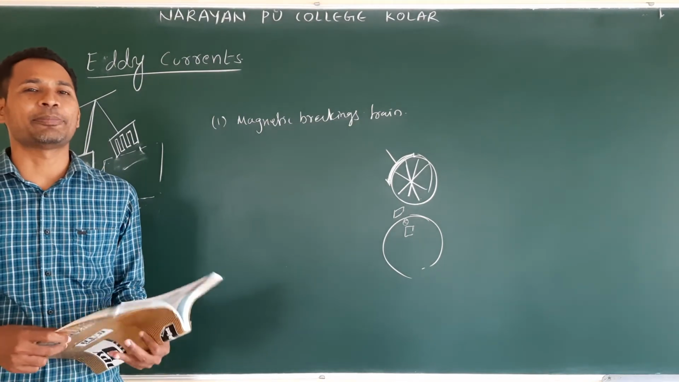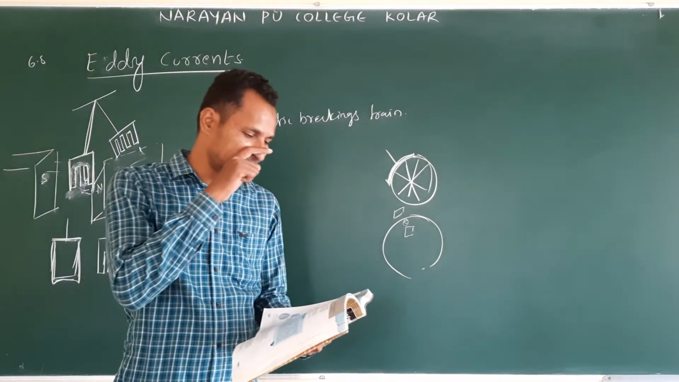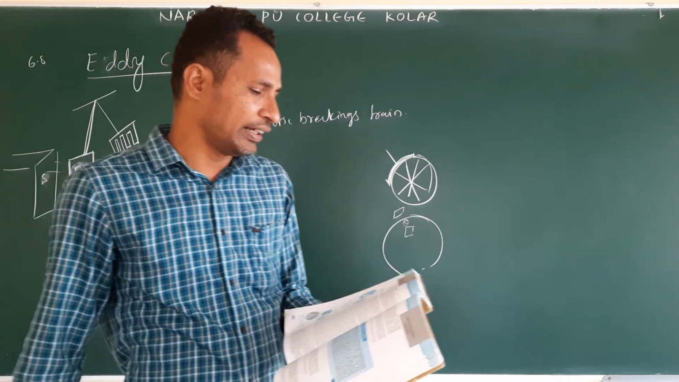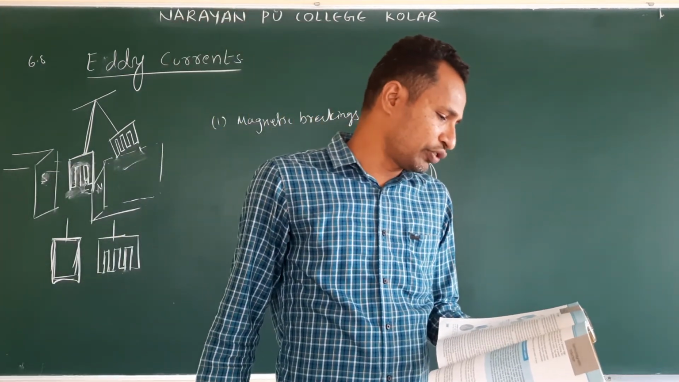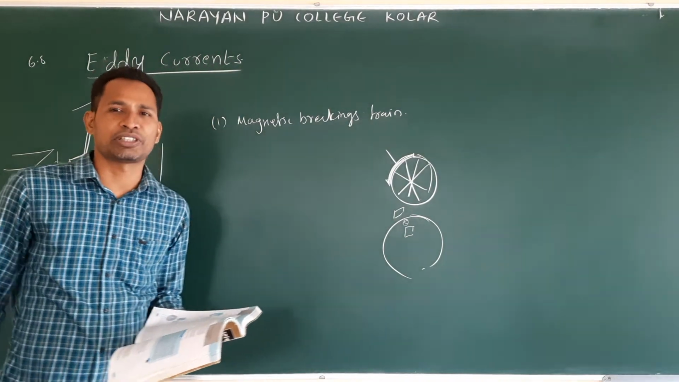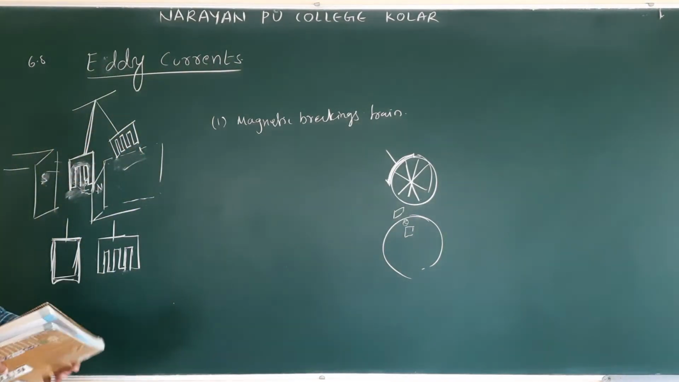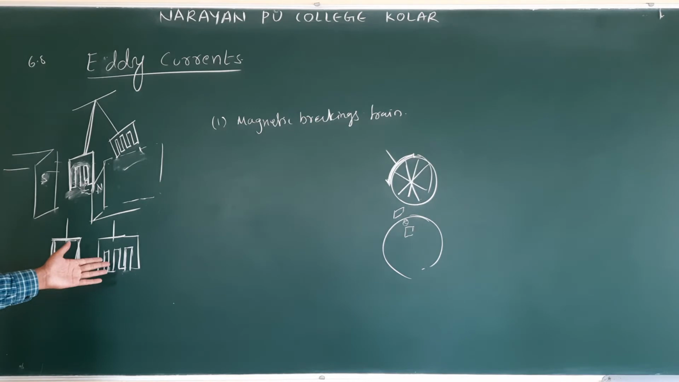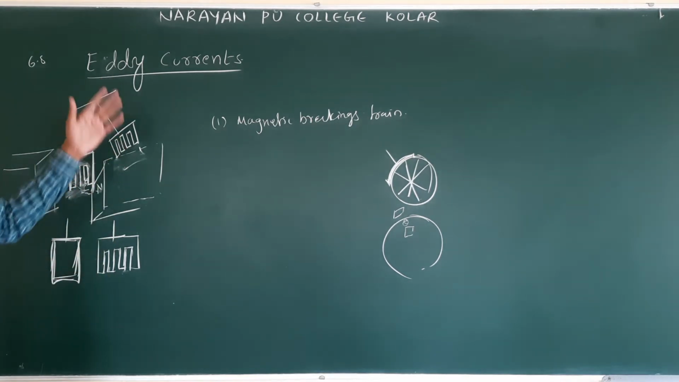Next, induction furnace. To produce high temperatures, we use this technique, eddy current techniques, in the induction furnace. Next one, electric power meters. To note the power consumption, electric power meters use this principle.